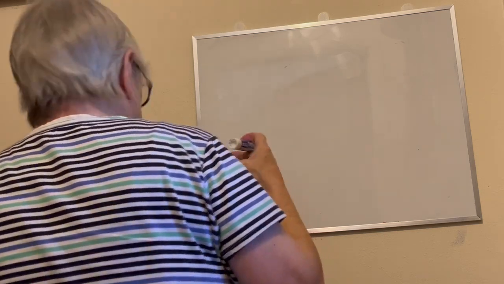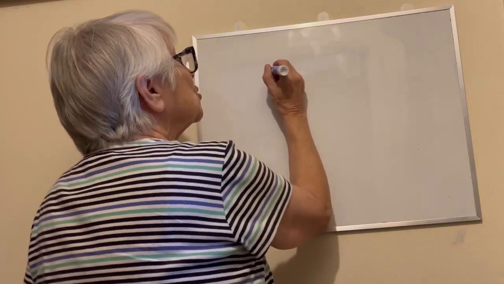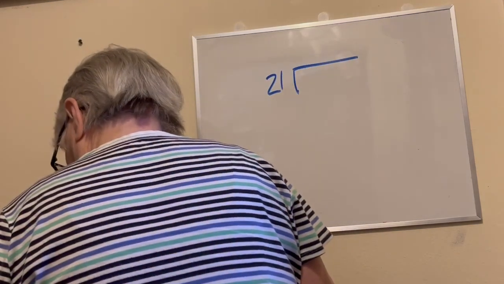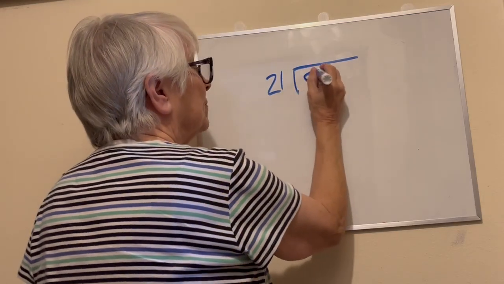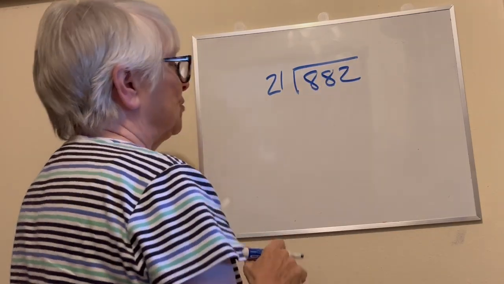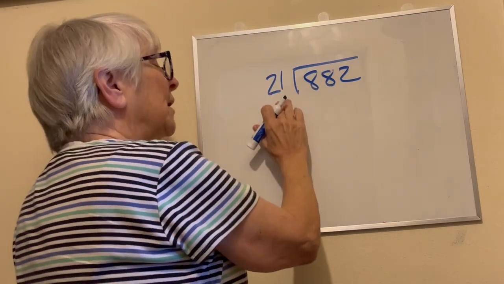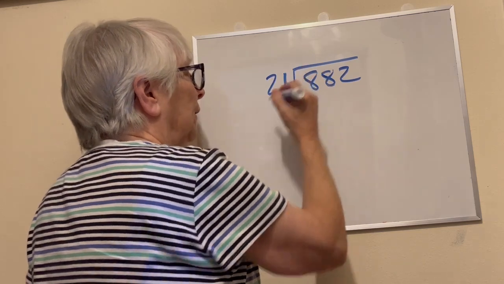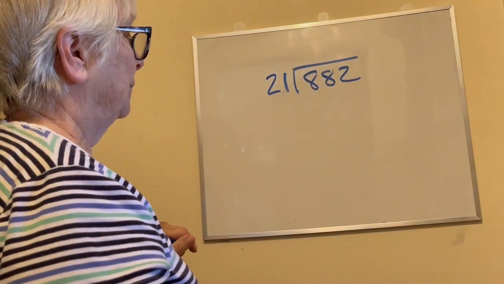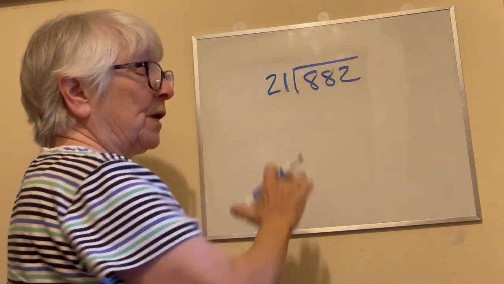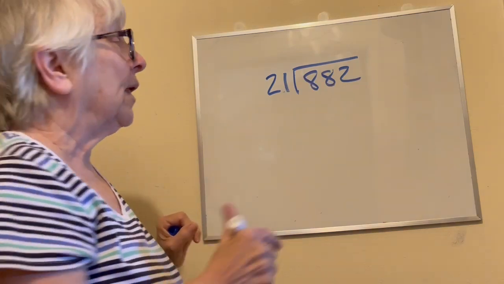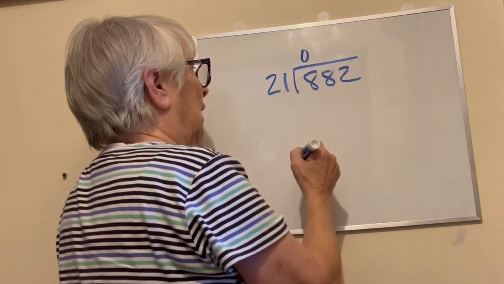Okay. Now we have a 2-digit number. 21 into 882. So I'm not dividing by 2. I'm dividing by 21. Because 2 does go into 8. It goes in there 4 times. But 21 does not go into 8. 21 goes in there 0 times.